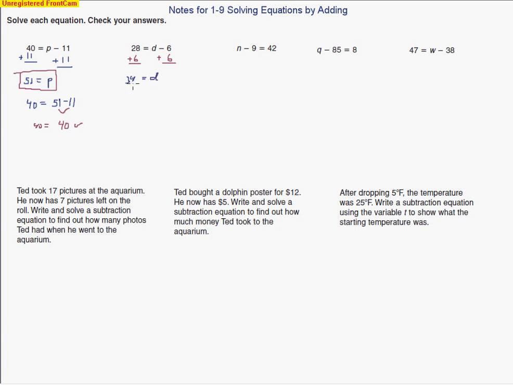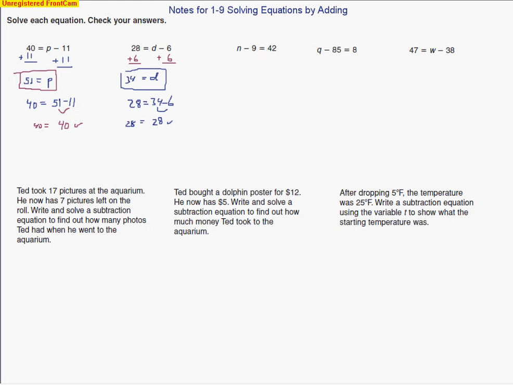So then I go ahead and check and see if 34 is the correct answer. And so I go ahead and take that 34 and put it in for D. So I now have 28 equals 34 minus 6. Well, when I take 6 from 34, I end up right back at 28. So I did the problem correctly. So that is my answer.